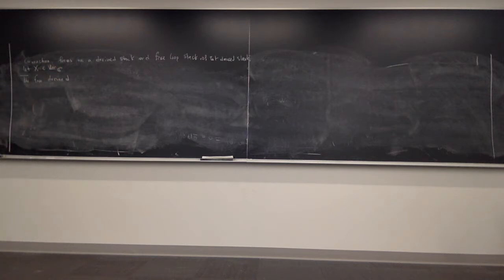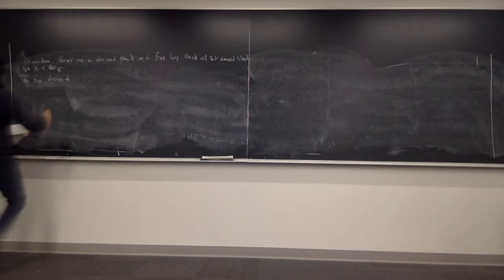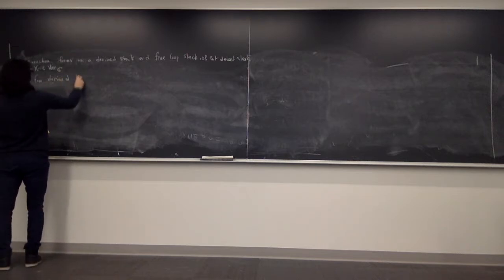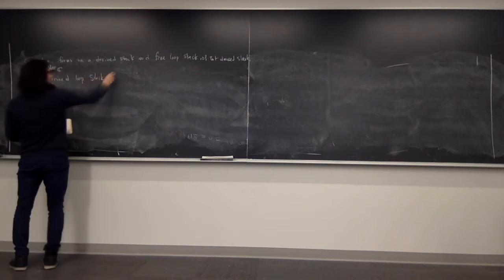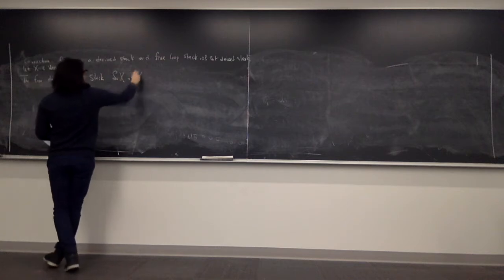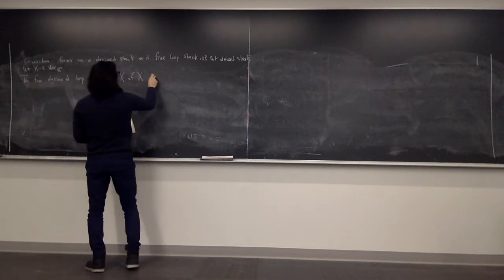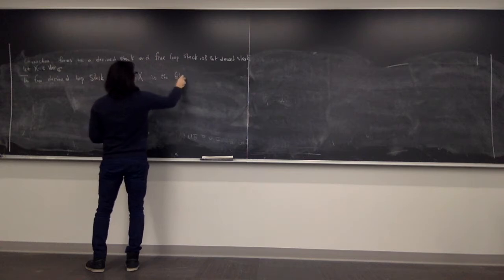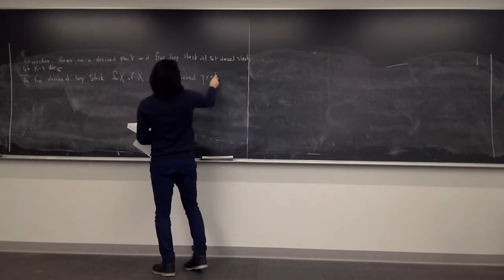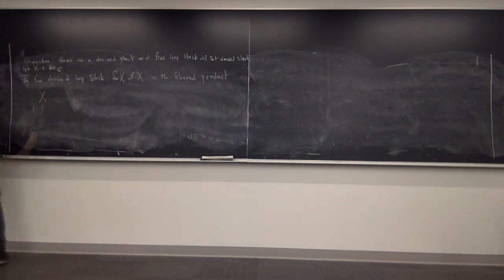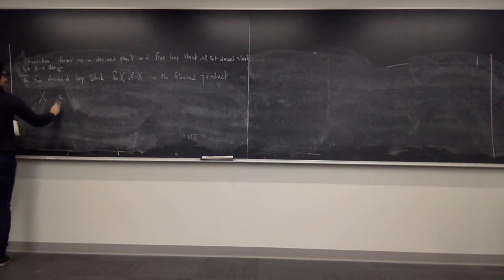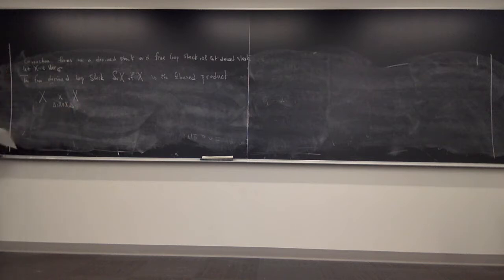For us it's going to be complex numbers always. And we can form the derived loop stack. The derived loop stack LX of X is the fiber product of X times with itself via the diagonal maps like this. This is what the loop stack is.